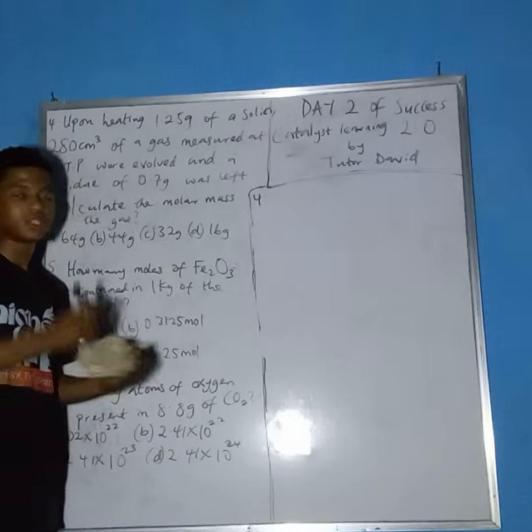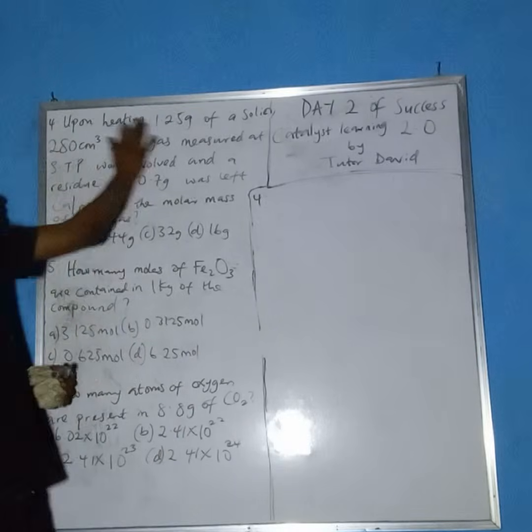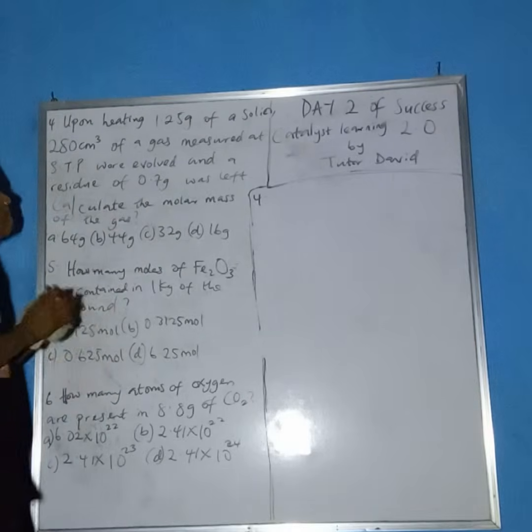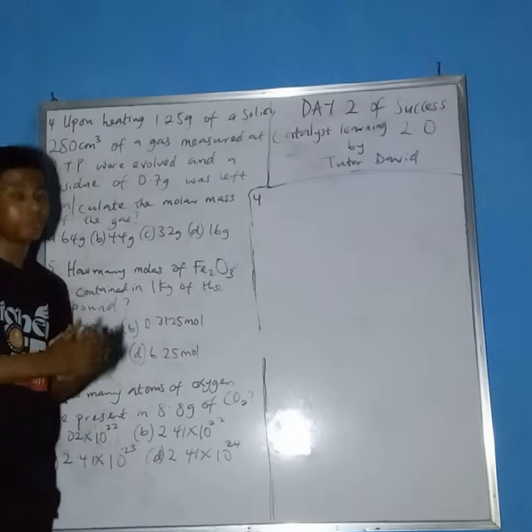That's dm cube and cm cube. Now you look at the question and you are like, okay, upon heating 1.25 gram of a solid, 280 centimeter cube of a gas, measured at STP, was evolved. Now, guys, what's STP? It's very simple. Standard temperature and pressure, right?